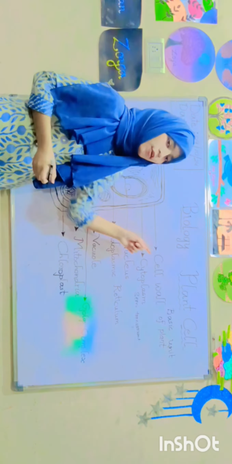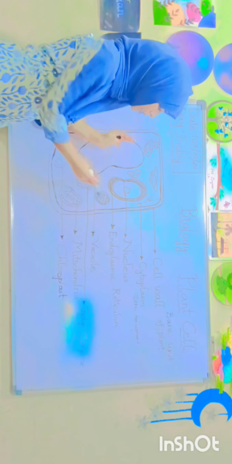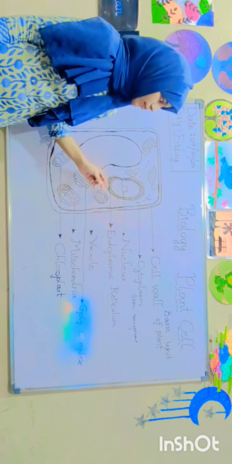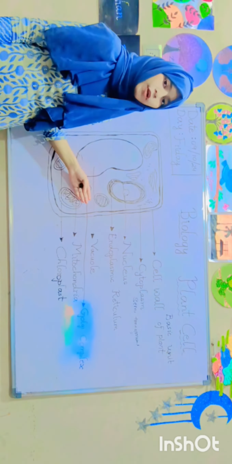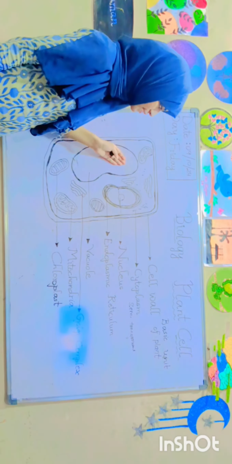The cell wall is the outermost covering of the plant cell, and its function is to protect the inner components of the cell from the outer environment. Its function is to give support, protection and rigidity to the cell.